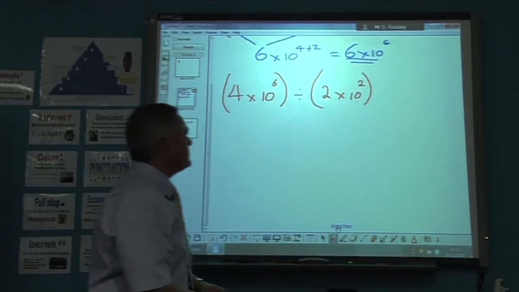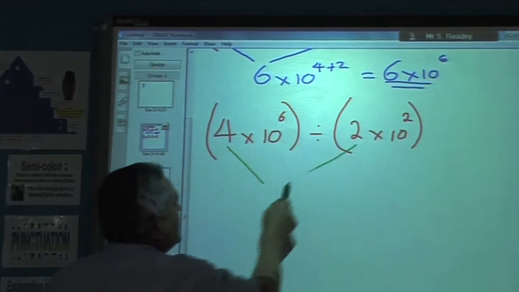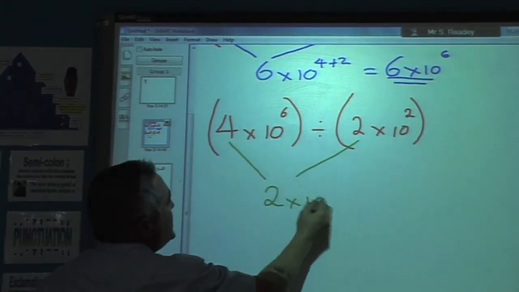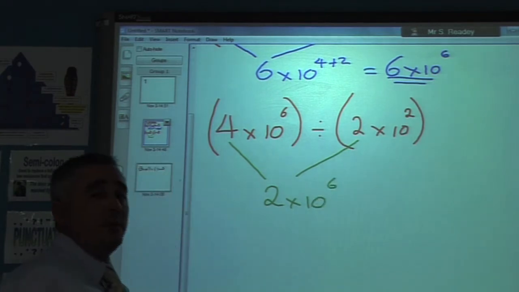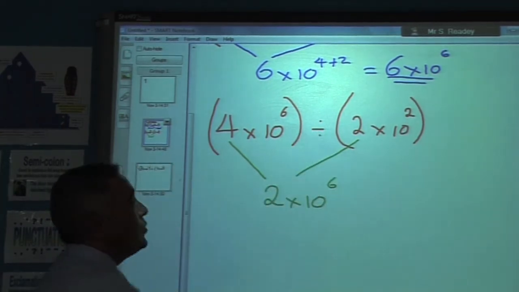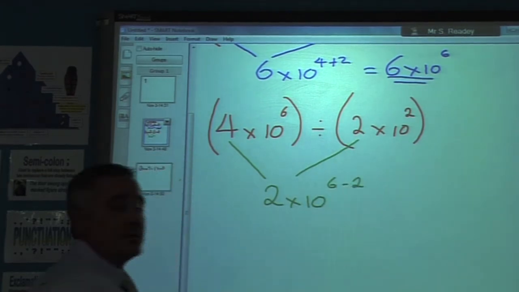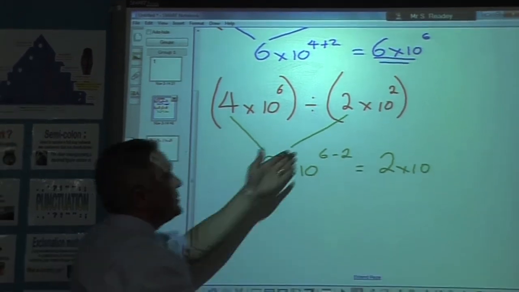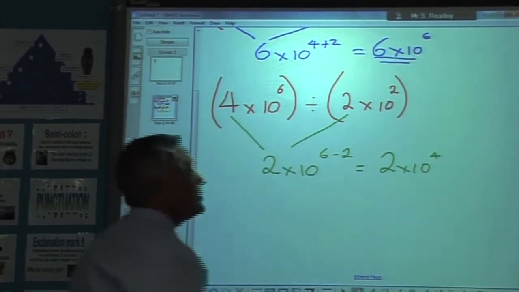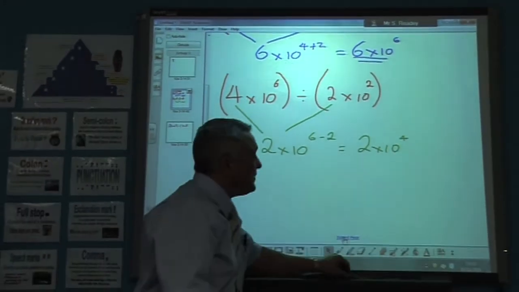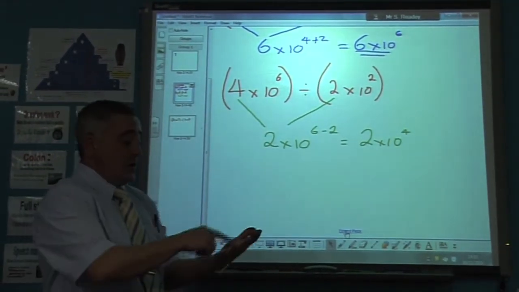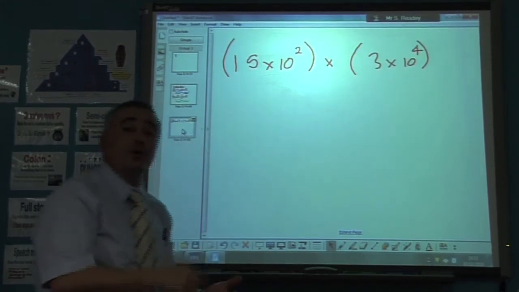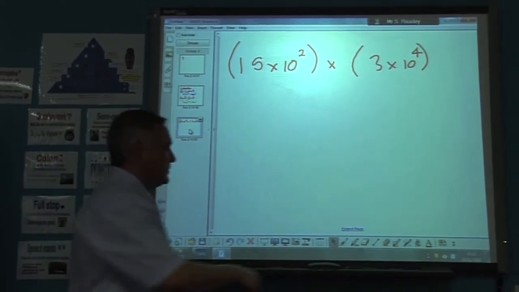Similar process. First of all, bring your numbers down. 4 divided by 2 is 2 times 10 to the 6. And this time, when we're dividing, we subtract the indices. So the answer is 2 times 10, 6 take away 2, to the 4. Now I find that easier to work it out longhand than to tap it into a calculator. But if you do tap it into a calculator, make sure you do the sum at least twice.